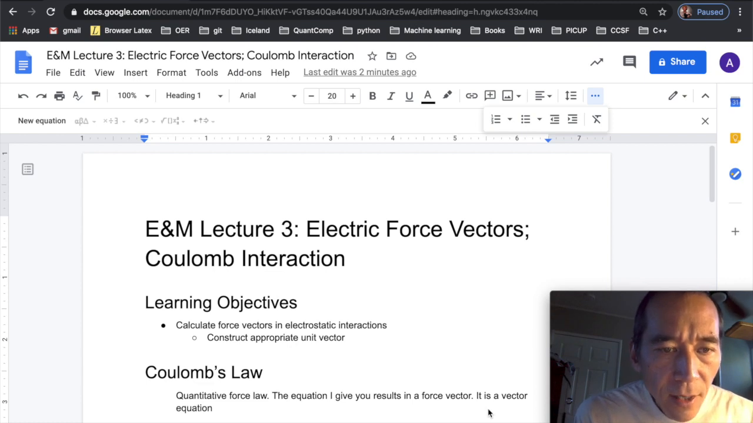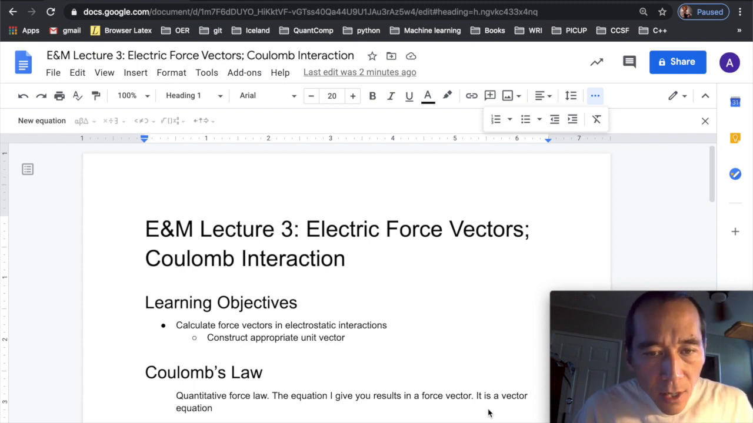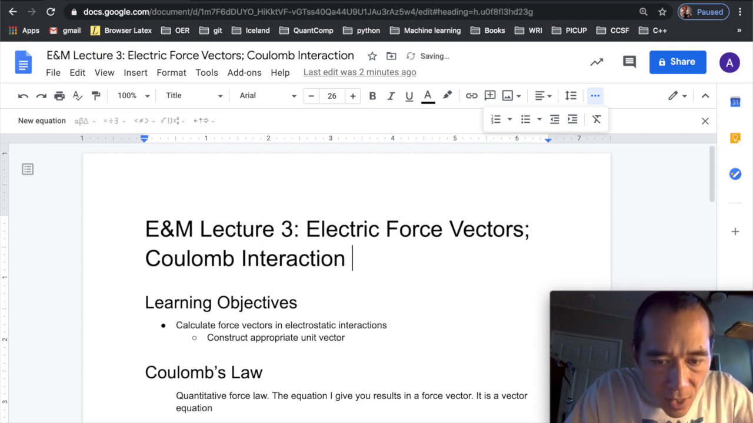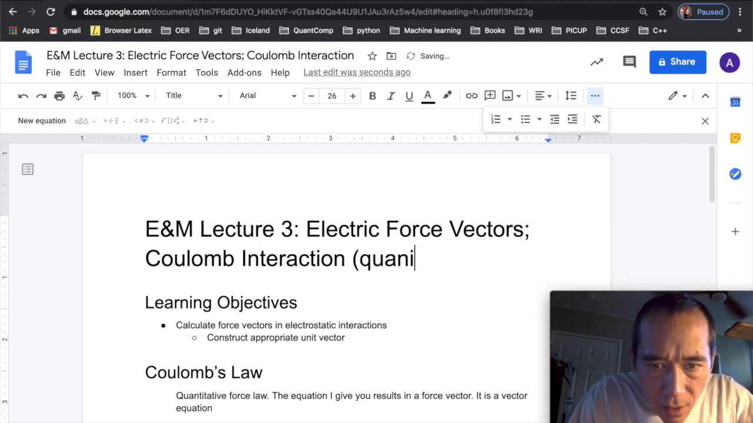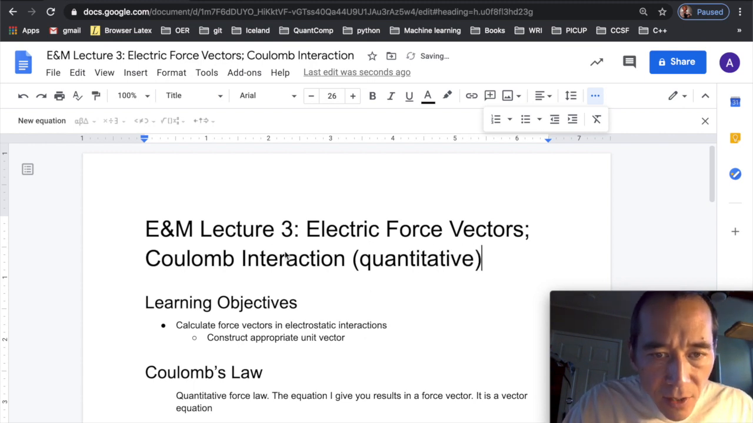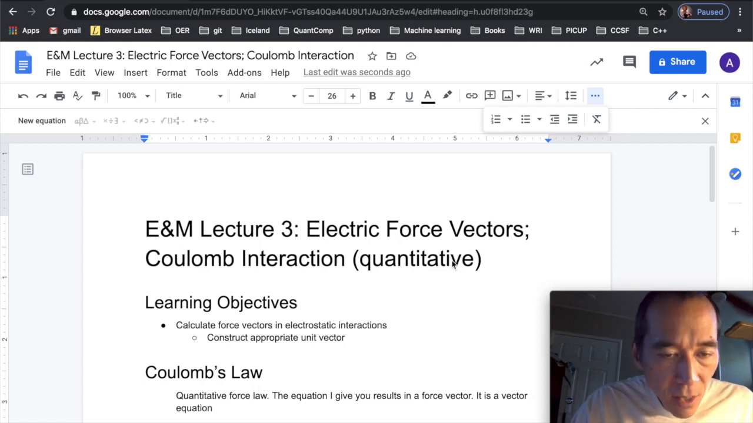Lecture 3 in an introductory course to electricity and magnetism. The subject of this lecture is electric force vectors and the Coulomb interaction. This is the first time in this series of lectures, which we're not very far into, that I'm going to introduce a quantitative topic, and it's a vector-based quantitative topic.